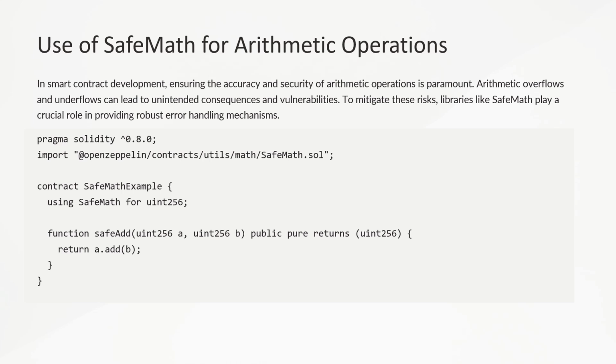The provided SafeMath example contract demonstrates how to use the SafeMath library for safe arithmetic operations in Solidity. It imports SafeMath from OpenZeppelin and uses it to provide a safe add function which adds two uint256 numbers while preventing overflow. This contract showcases safe addition. Using SafeMath ensures precision and reliability in your contract's arithmetic operations, much like solving puzzles with a fail-safe method.